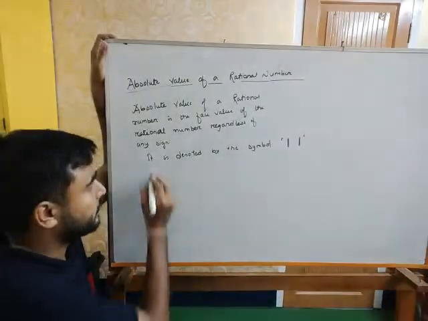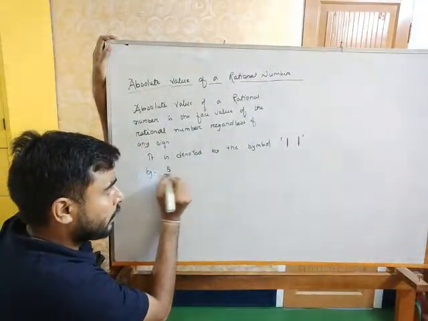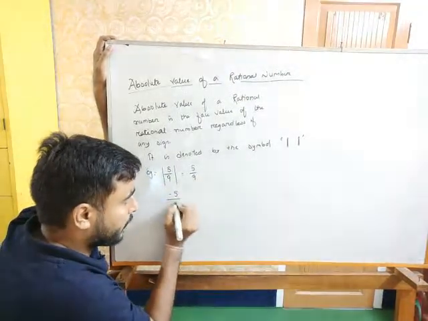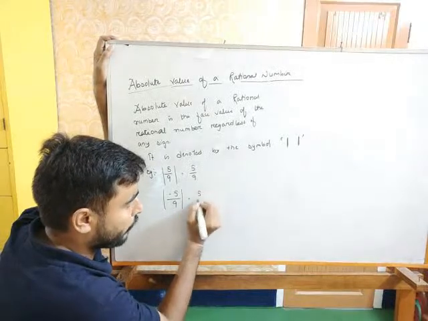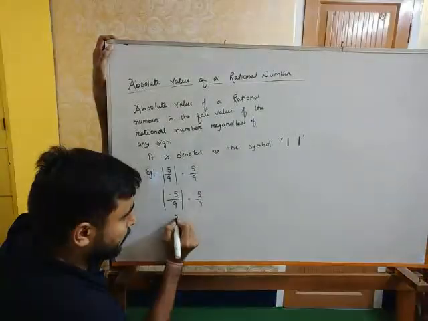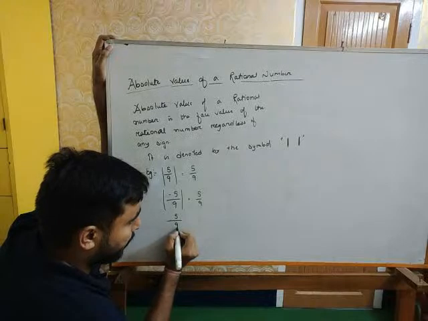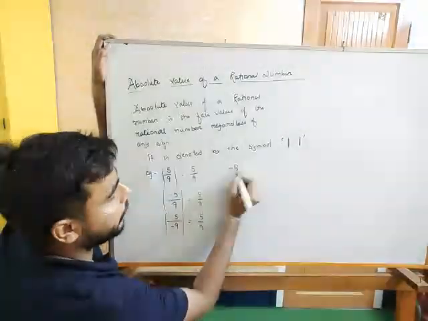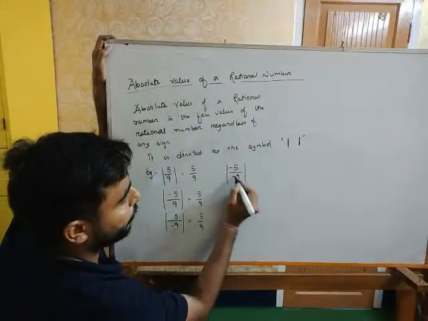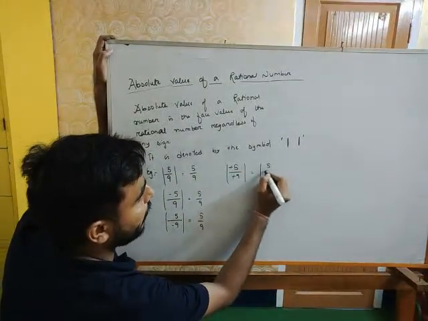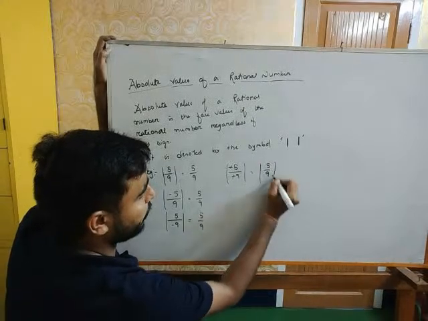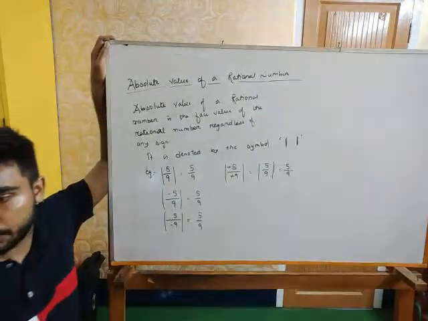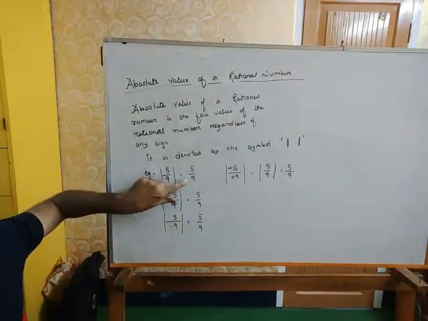Okay, example I can take: 5 by 9, the absolute value will be 5 by 9. Minus 5 by 9, the absolute value will be 5 by 9. 5 by minus 9, the absolute value will be 5 by 9 only. And if minus 5 by minus 9, the two minuses are reduced, that is absolute value of positive 5/9, which will be equal to 5/9. So I have shown you all the conditions. If 5/9 is positive, it will be 5/9 only.